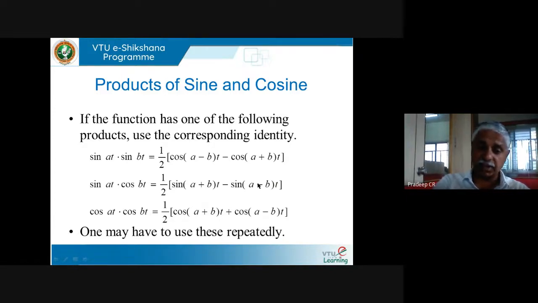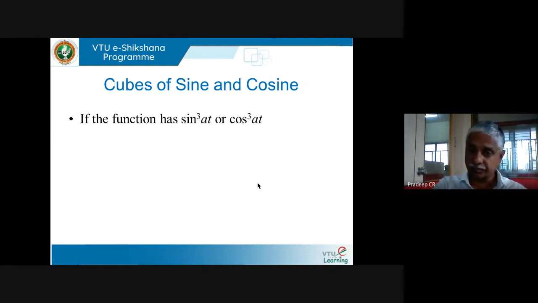For example, somebody could ask you cos t, cos 2t, cos 3t. Then you have to use cos 2t, cos 3t first and then multiply by cos t. You get cos t into something, something, something. So the same technique you have to keep using. Let me do one more thing and then I'll stop, maybe for this lecture.